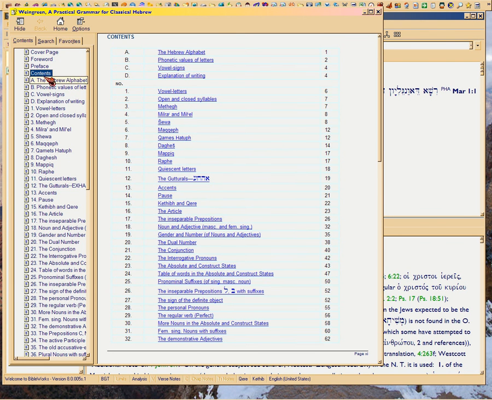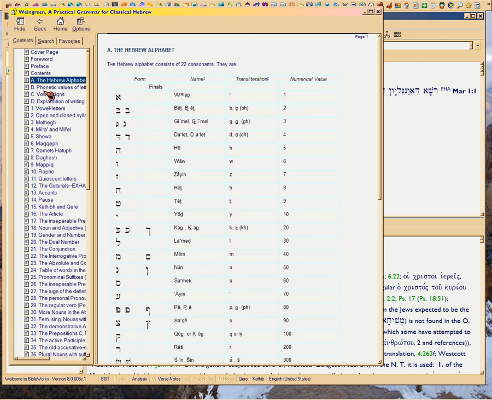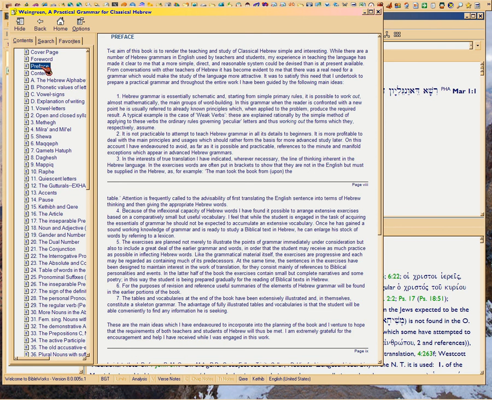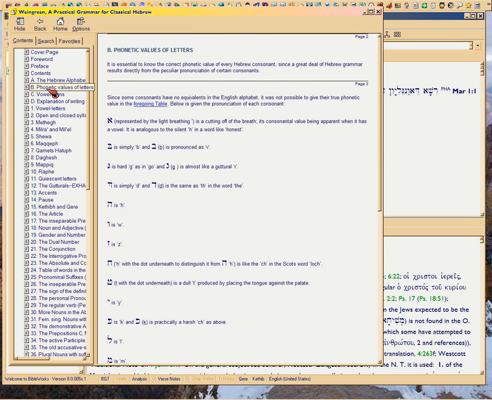Weingreen is giving you a practical guide to classical Hebrew. He calls it classical. He says you can't teach the whole thing. He's going to just select things that are practical, to teach you the stuff so that you can get a sense of it. He's like the opposite of Waltke-O'Connor. I had to buy a Weingreen. It's worth buying, because he likes to keep it simple. See, look, he's keeping it simple.